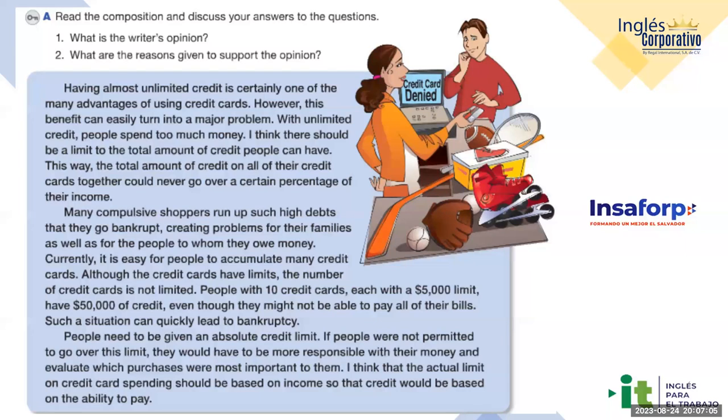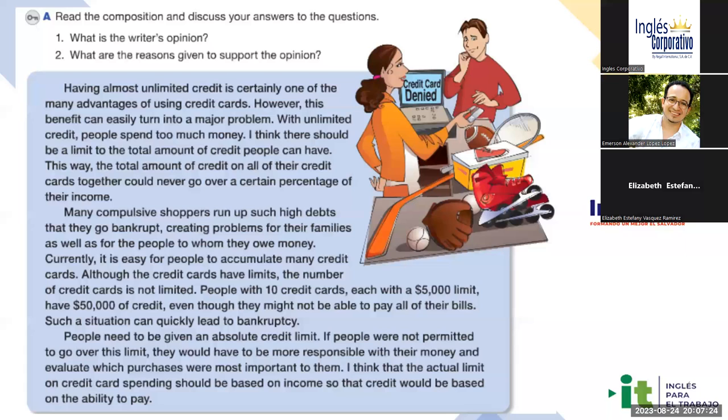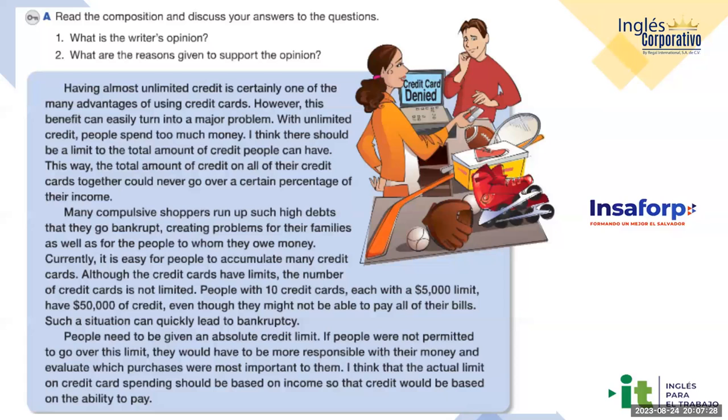What are the reasons given to support the opinion? Volunteer? So basically, in number one, the writer's opinion is that people should have a limit, based on their income, with the credit cards. And then the writer gives reasons to support that opinion. What are the reasons? You can scan the reading and let me know.